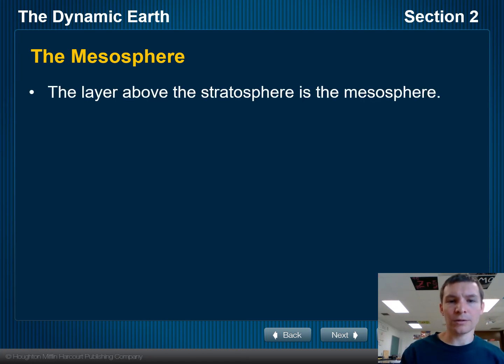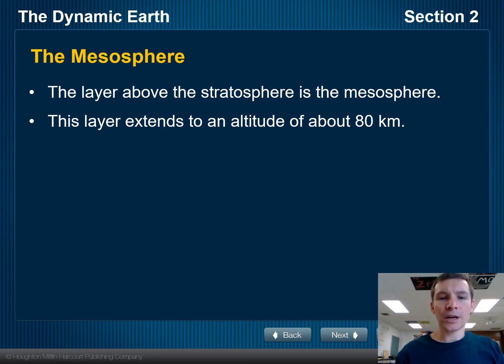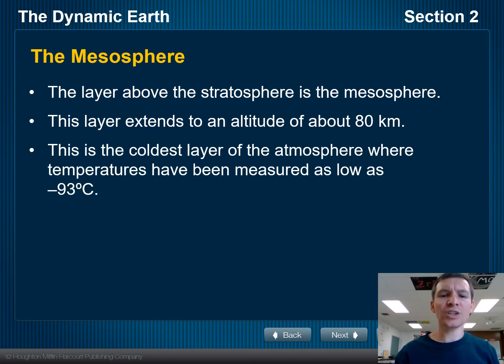The mesosphere is the layer above the stratosphere. This layer extends at an altitude of above 80 kilometers. This is the coolest layer, not like cool, but the coldest layer of the atmosphere, where temperatures have been measured as low as negative 93 degrees Celsius. Well, you've got a hot layer below it, so why is this layer cold? You've got to think about what's happening to density.